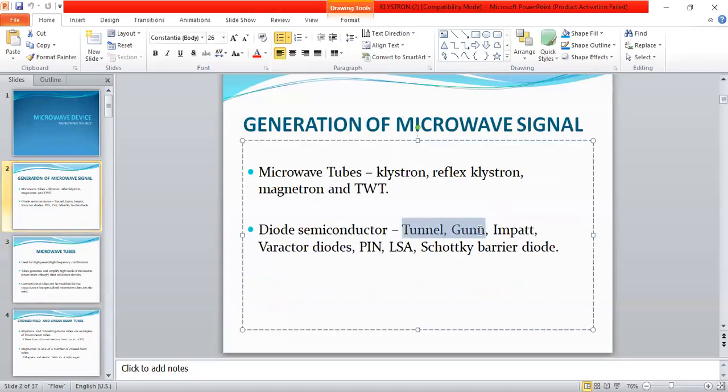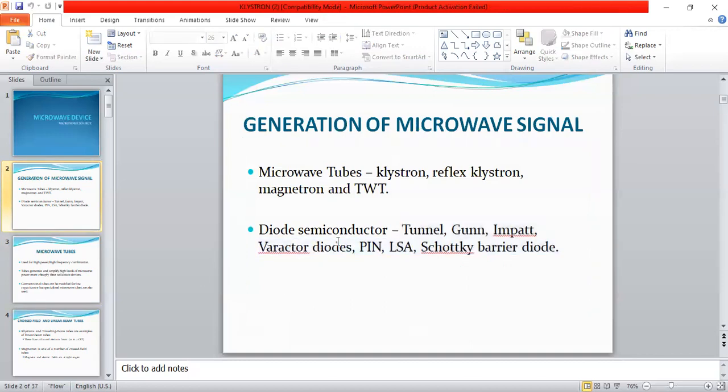So all these: tunnel, Gunn diode, IMPATT, varactor, PIN diode, LSA, Schottky diode, barrier diode, all these are solid state microwave devices. These devices specifically use the semiconductor technology, that is electron-hole recombination and avalanche multiplication, which will provide the microwave signal as well as amplify the microwave signal.